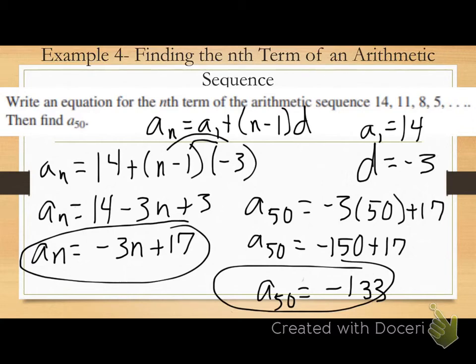Any questions on that? So the 50th term of this arithmetic sequence is negative 133. I found it without listing out all 50 terms. That's pretty nice. Questions on example 4? Can I move on? Yes.